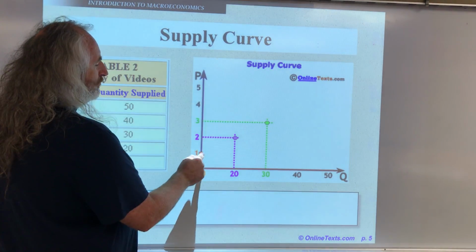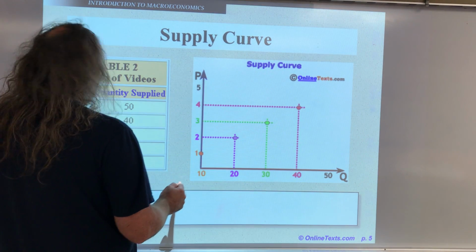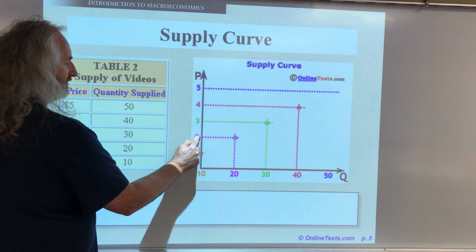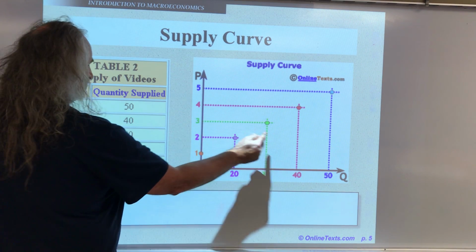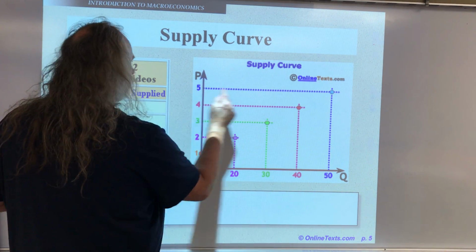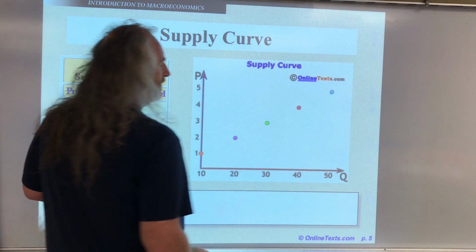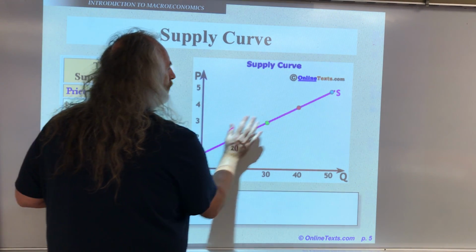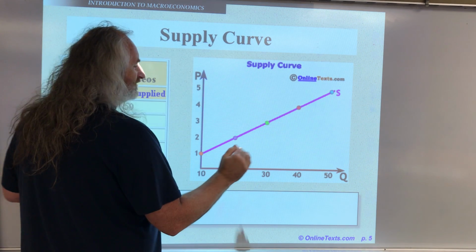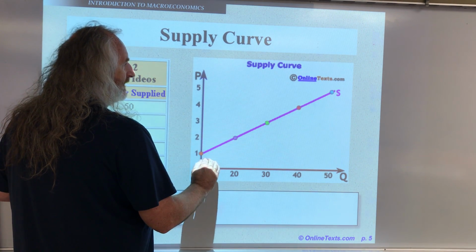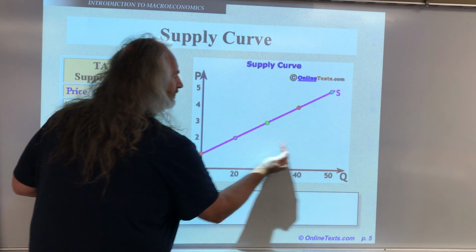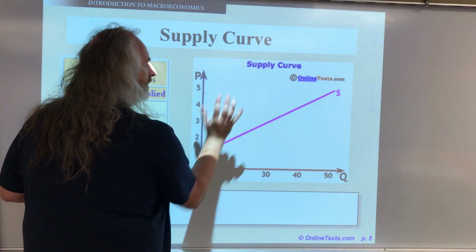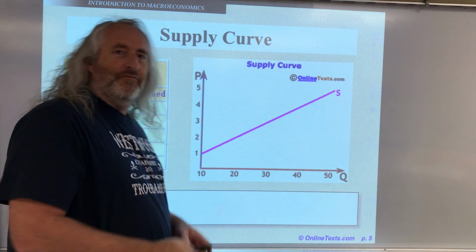But what we see happen when we start to plot these points, at $1, they'll produce 10. At $2, they'll produce 20. At $3, they'll produce 30. At $4, 40. And at $5, they'll produce 50. So whenever we draw that line, this is our supply curve, and it will always move up and to the right. And what that tells us is, we can always tell by the graph, as the price goes up, producers will make more. So as we move this way, we're going to move that way. Hopefully that makes some sense.